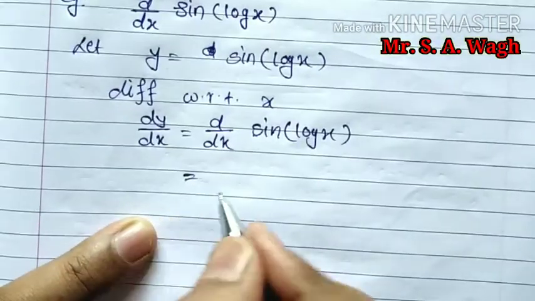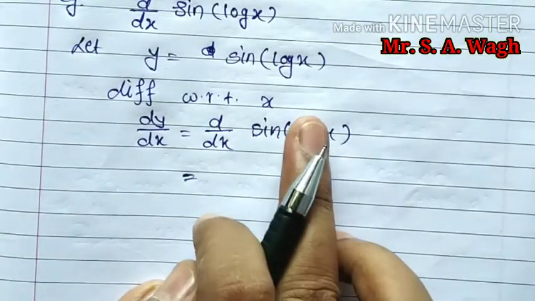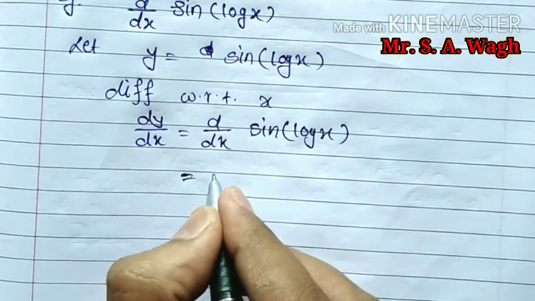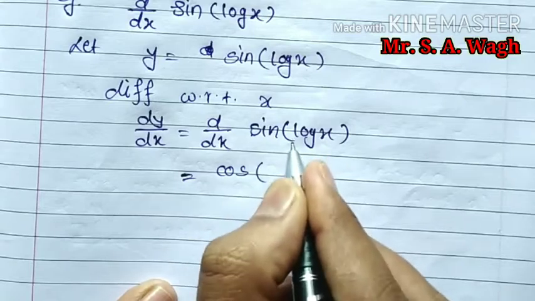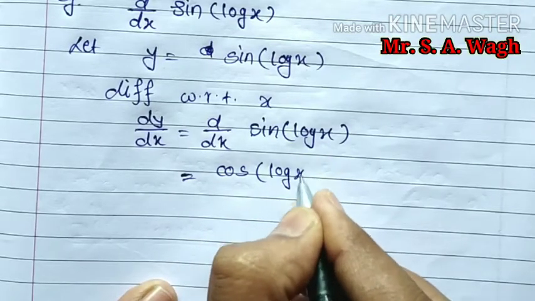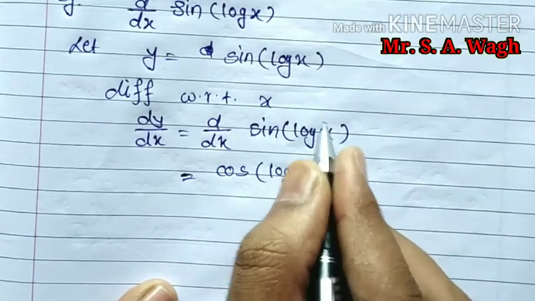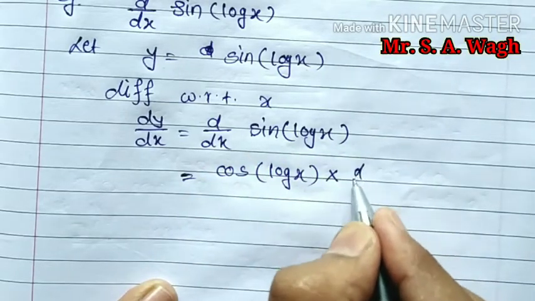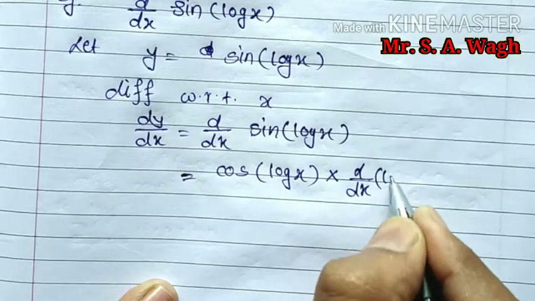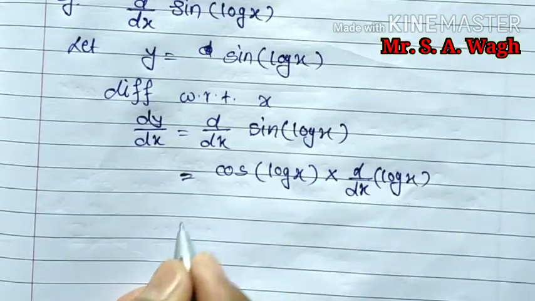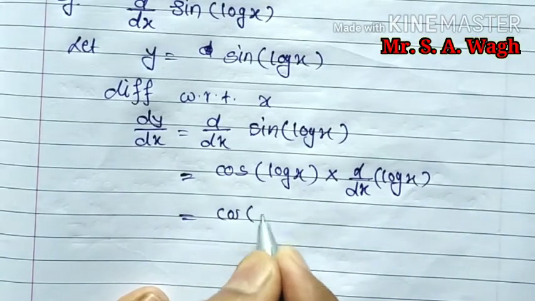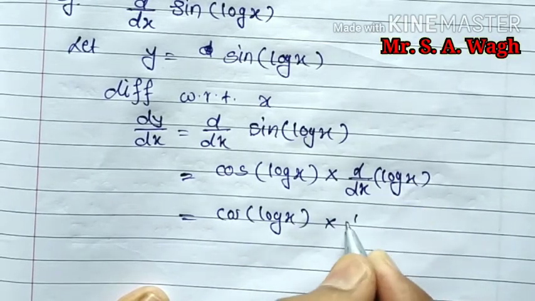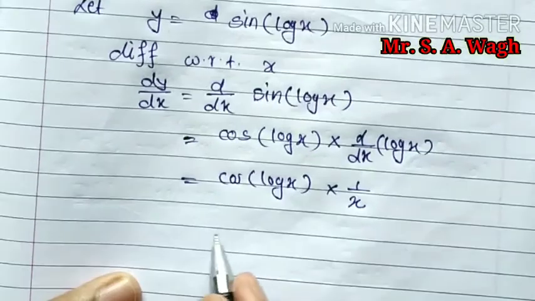Now what will you do? You first take the derivative of sine by considering log x as a variable, and the derivative of sine is cos, with log x written as it is, into the derivative of log x, since log x is not the standard variable x and we differentiate it once more with respect to x. So this is cos of log of x into, now the derivative of log x is 1 by x.